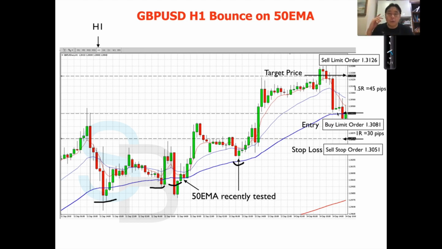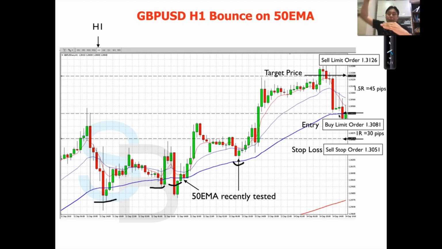Now, there are two ways to enter it. The more aggressive way and the more cautious way, okay? The more aggressive way is, as the price is coming down, you place your buy order right at the 50 moving average. It's a buy limit order. So in this case, the buy limit order is at 3081. So remember, a buy limit order means the moment the price reaches 3081 or lower, it will fill your order. If it never reaches there, then you don't get filled, okay? So this is a more aggressive way.